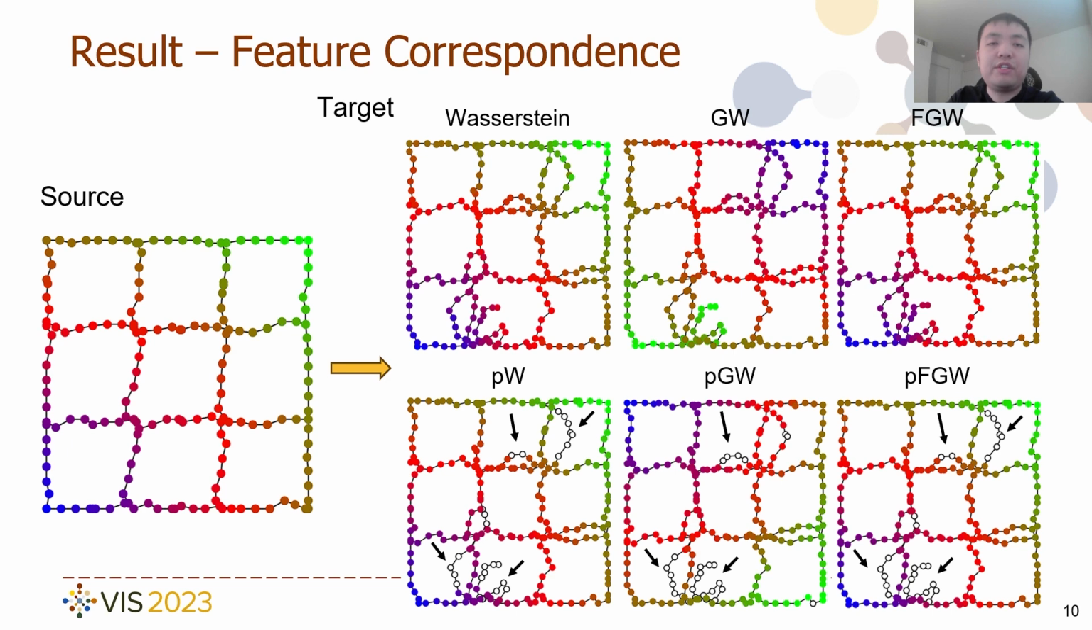The bottom three images show the color correspondences results of partial optimal transport distances. All nodes ignored in matching are shown as hollow circle. As indicated by arrows, all partial optimal transport distances can ignore some noisy features that deviate from the source.